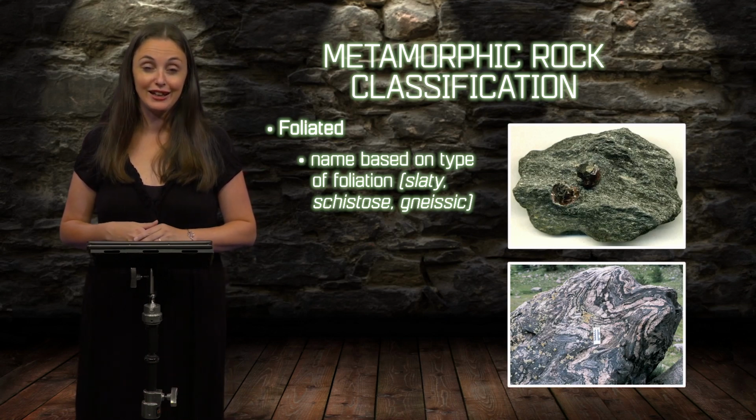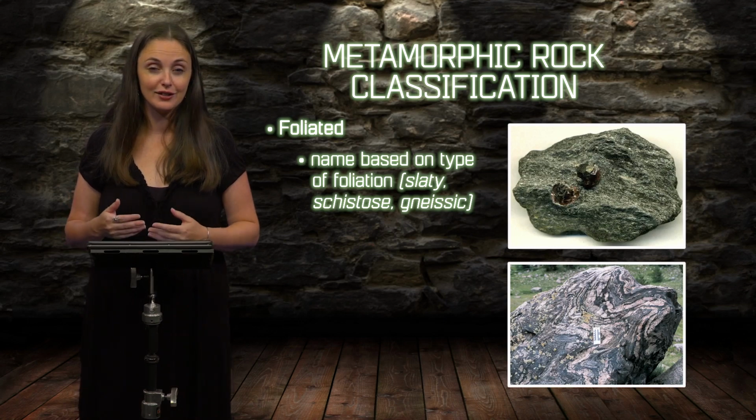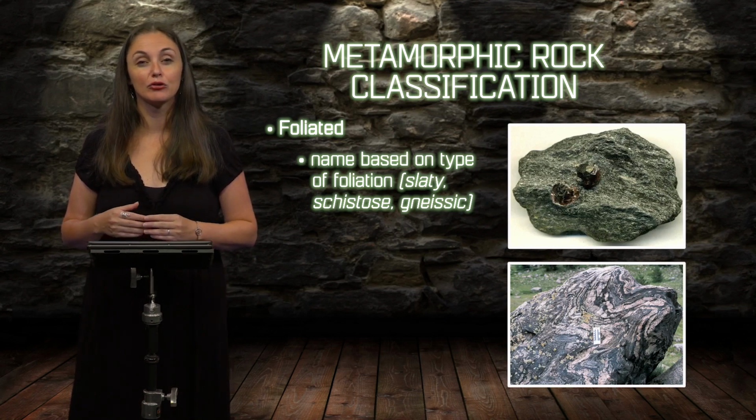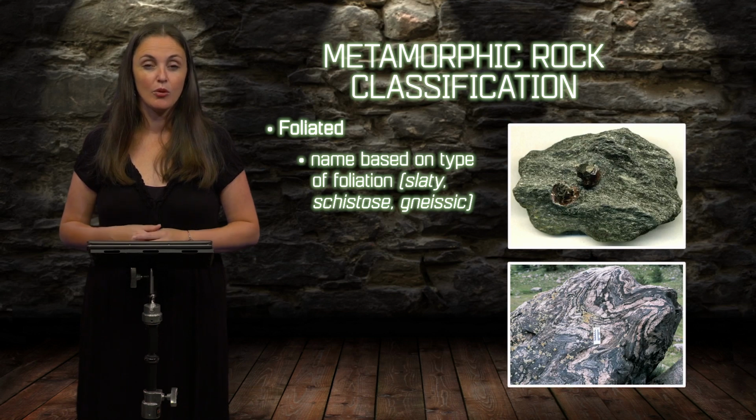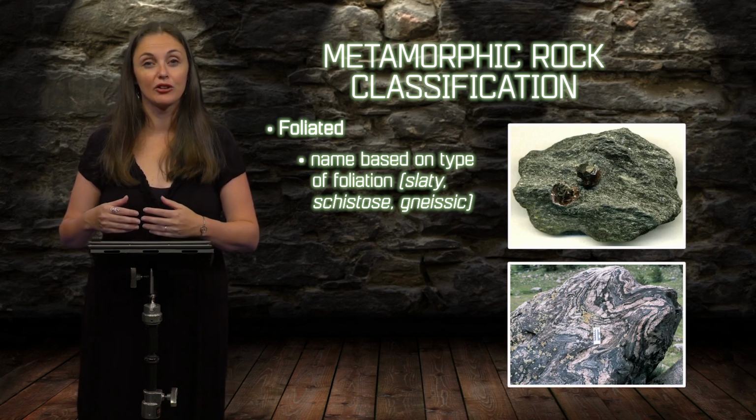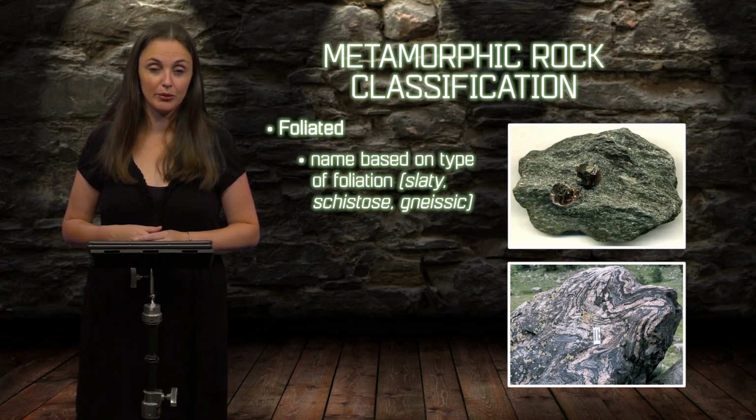Things that have a slaty foliation, so the rock slate, would be a rather low degree of metamorphism, whereas something like a schist or a gneiss would indicate a rather higher degree of metamorphism has taken place.